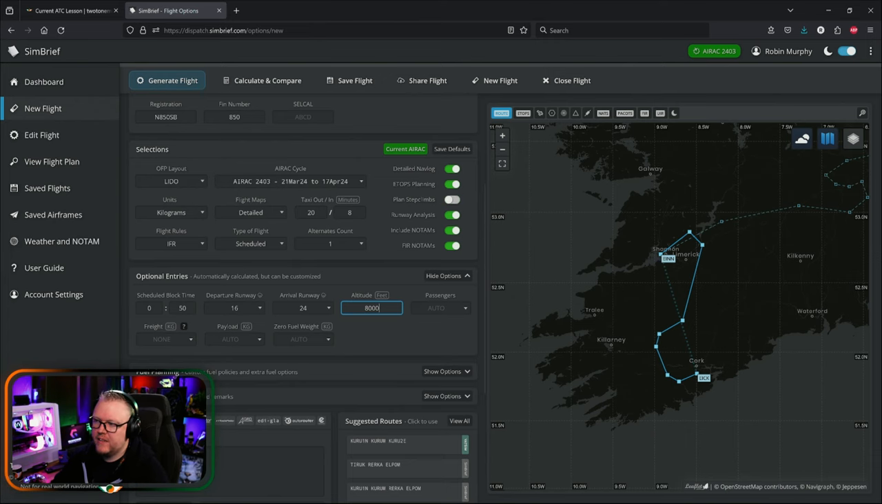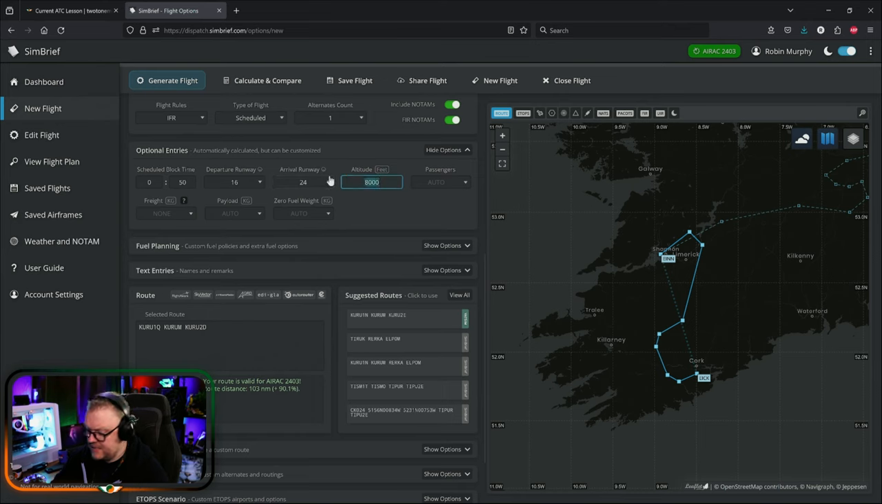Altitude, 8,000 feet. I'm going to put it in manually. Don't worry about the step climbs. 8,000. Oh, no, hang on. 6,000 feet. That's all I need. I don't need to go much higher. I'm just going to put in 6,000 feet for my flight for today. Just go with 6 or 7,000 feet. And the reason being is, once we get to our waypoint up here, we need to be at 6,000 at Gillog. All right. Generate the flight.